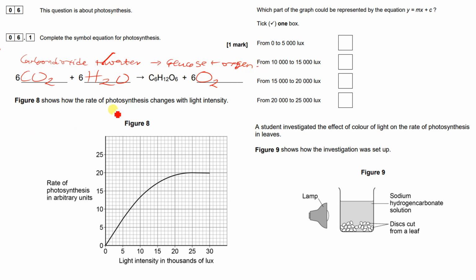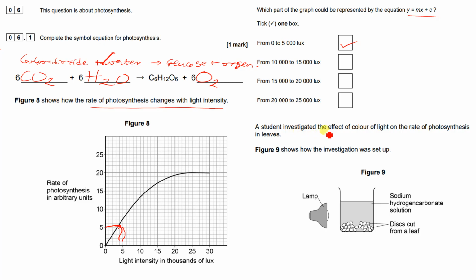Now, figure 8 shows how the rate of photosynthesis changes with light intensity. Which part of the graph could be represented by this equation, y is equal to mx plus c? It's the part that is rising. So it should be from here to here, that can be represented with that equation. So that should be 0 to 5,000 lux. So this should be the answer.